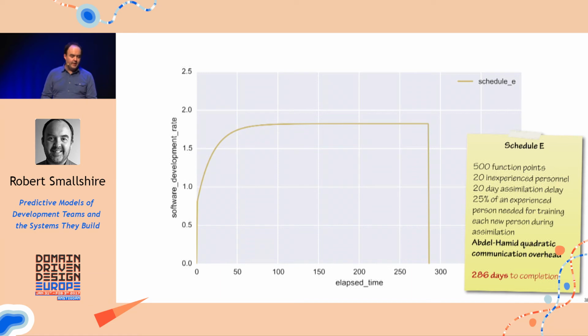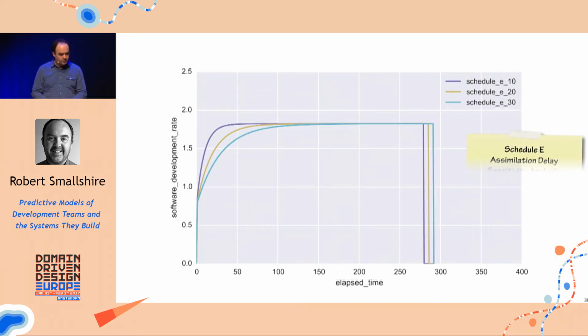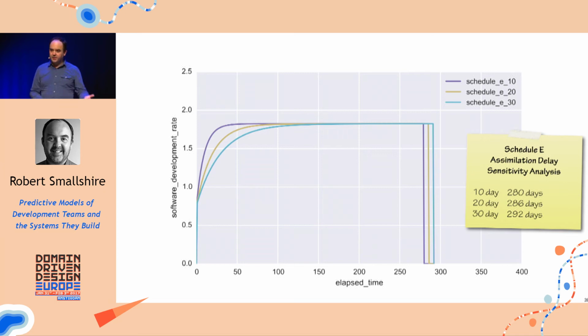So let's play with the assimilation delay here. Here I have an assimilation delay of 10 days, 20 days, and 30 days. At the front end of the curve, it looks like there's going to be a really big difference, doesn't it? Those curves are diverging quite significantly. Whereas if you look at the completion date at the end, they're pretty tightly clustered, between 280 days at the minimum and 292 days at the maximum. So it's a really tight range. I'm not going to worry too much about exactly whether that number is 10, 20, 30, or 50. It's important that the effect is in the model somehow.